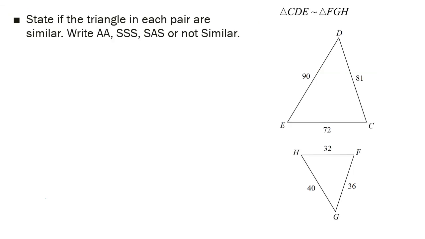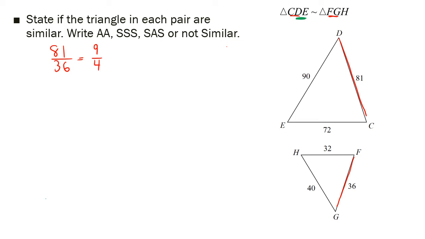We're going to prove these two triangles are similar by using our shortcuts. To do that, we're going to use the name to figure out what sides of the triangle correspond to each other. So CD corresponds to FG. And we're going to create a similarity ratio with those. So we're going to write 81 over 36. We're going to reduce the fraction by 9, so we get 9 over 4.